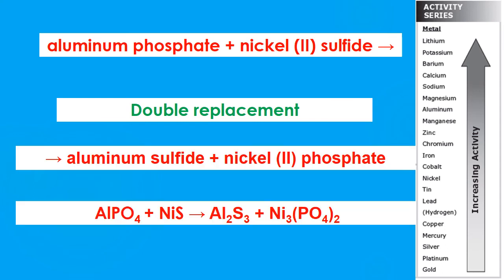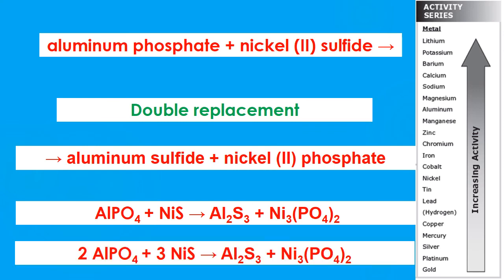We write the formulas for our reactants and products. You see that we need to balance off our nickel, our phosphate, our sulfur, and aluminum. All these need to be balanced out. So you can go through the process and balance this equation, and you will come up with this as your balanced equation.